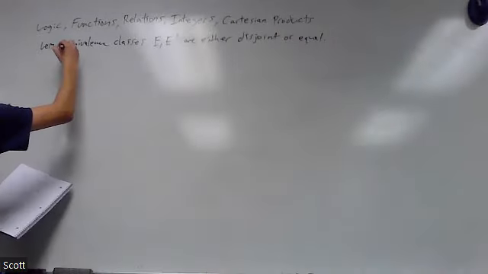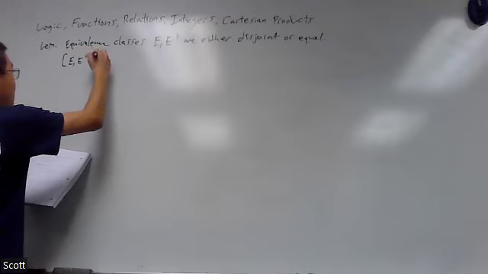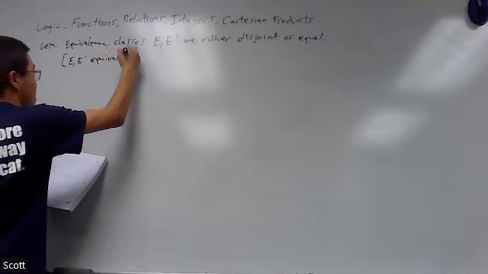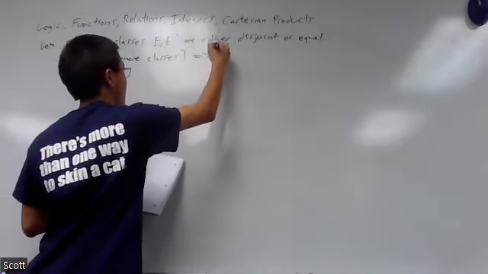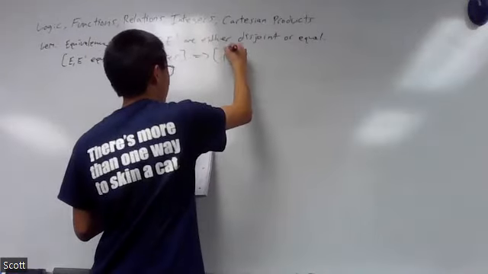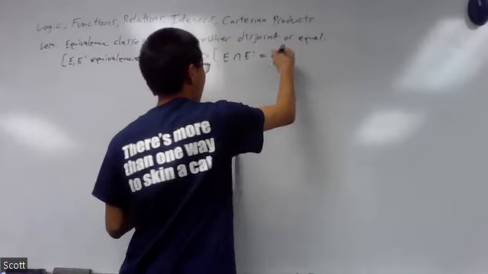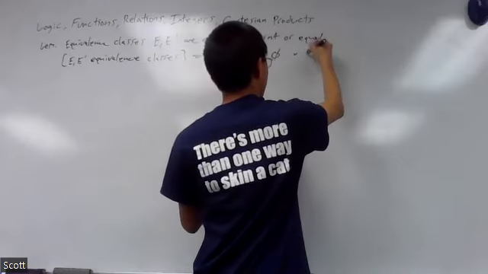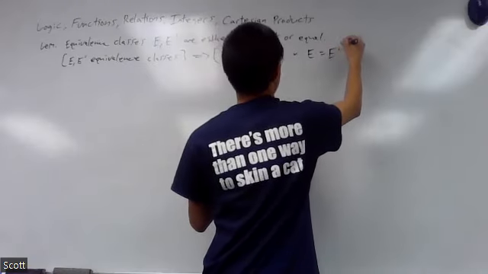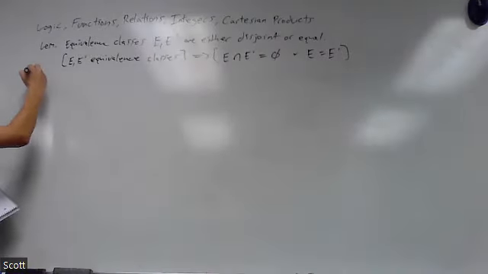If we want to express this with symbolic logic, we have E and E prime as equivalence classes. Then we want either them to be disjoint, so if we were to take their intersection, that needs to be empty. There can't be anything shared. Or they end up being the same thing. Okay, so we can actually prove this one. This is kind of fun.